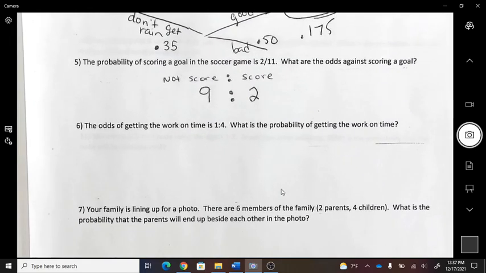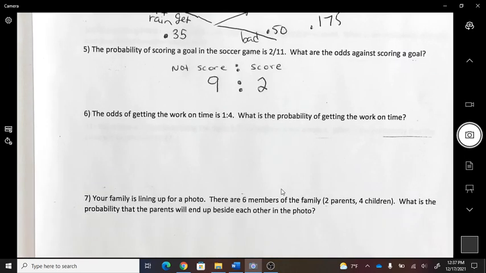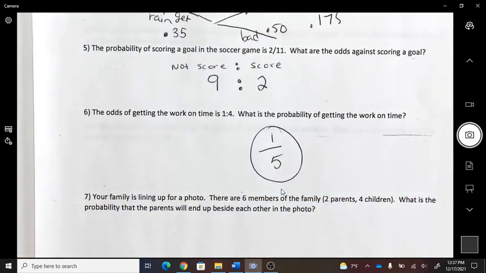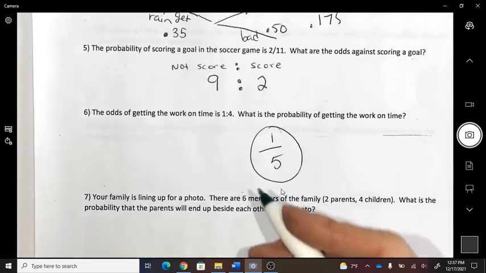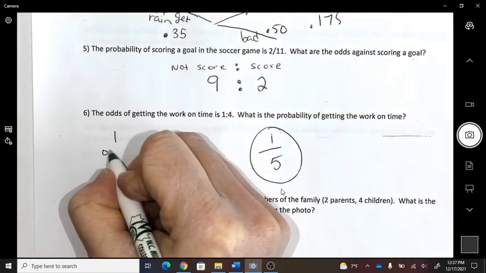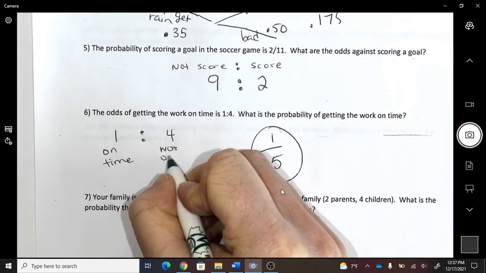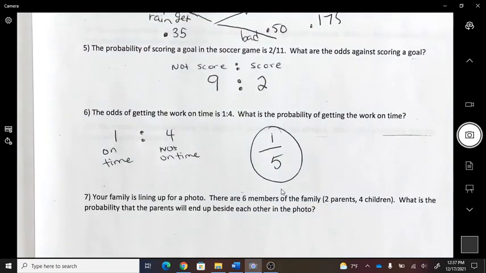Okay, the odds of getting to work on time is 1 to 4. What's the probability of you getting to work on time? 1/5. Because this means one time you're on time to a ratio of 4 not on times. So how many events altogether? 5, right? Okay, so just like here, those add up to the bottom probability number, right?